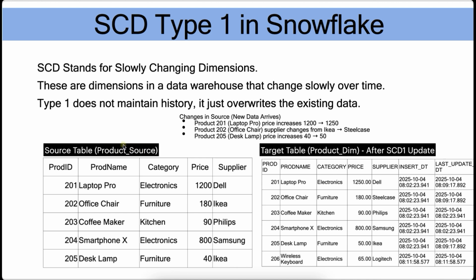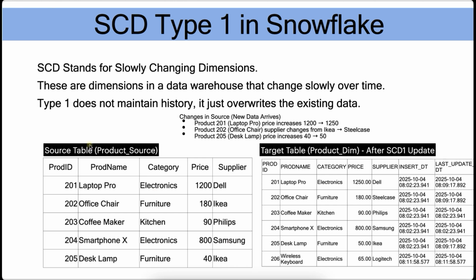Let's suppose initially these are the product records, but after some days, these change. For example, for product ID 201, price changes from 1200 to 1250. For product ID 202, supplier changes from IKEA to Steelcase. And for product ID 205, price increases from 40 to 50. And let's suppose new data also arrives. Here 206 is new data.